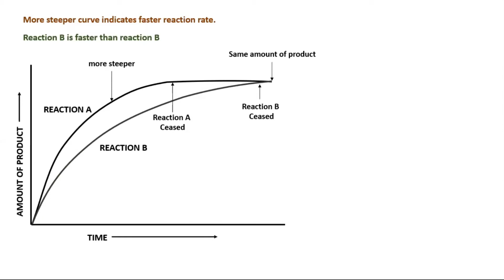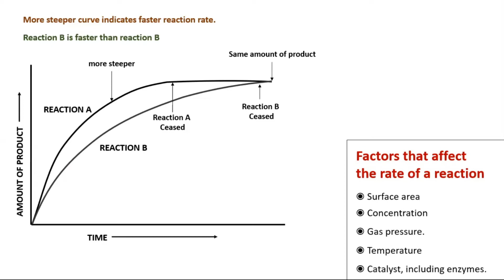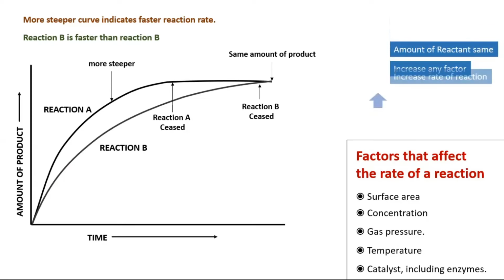Now, which factors can make a reaction faster? Factors that affect the rate of reaction are surface area, concentration of reactant, gas pressure, temperature, and catalyst including enzymes. Even if the amount of reactant is same, increasing any of these factors or adding a catalyst will increase the rate of reaction. Now the question is, how can we explain these factors and their effect?